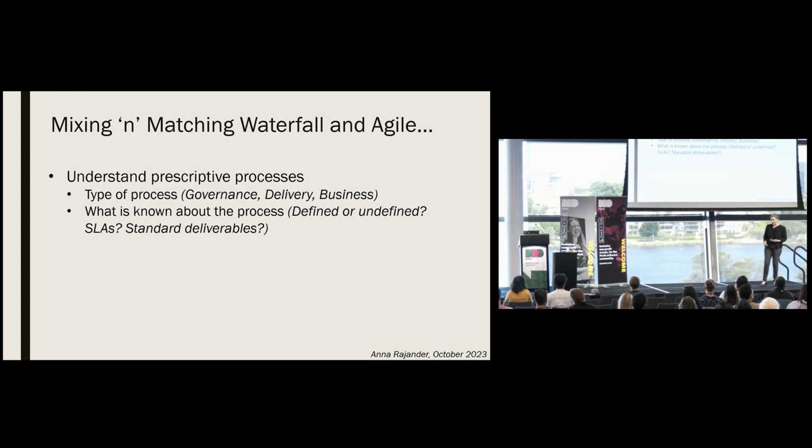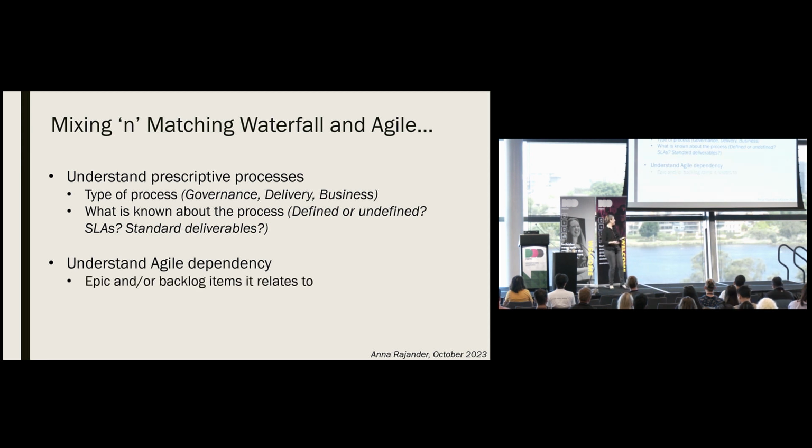Next step is to understand those processes as much as possible. Is the process clearly defined? Does it have an SLA associated with it, and can you trust that SLA? Will the process result in the creation of a standardised deliverable? Next step is to understand the Agile dependency. Which epic or backlog task does it relate to? What are the options for mitigating risk, or is it simply something that we have to accept? And what are the risks when the process does not deliver when we need it? Once you understand your prescriptive processes and their impact, you can start to think about the best way of structuring your initiative to enable efficient delivery.